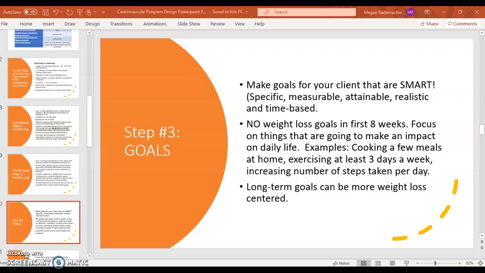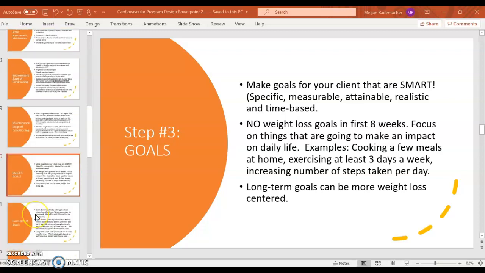Okay, so let's really try to focus on things that are going to make an impact on their daily life, short-term goals that are going to start to build those healthy habits for them that ultimately will get them to their weight loss goals. So some examples would be to cook a few meals at home, to become more consistent with exercising at least 3 days a week, to increase their number of steps taken per day. Okay, so again, no weight loss goals in the first 8 weeks for clients, and then long-term goals can be more weight loss centered.